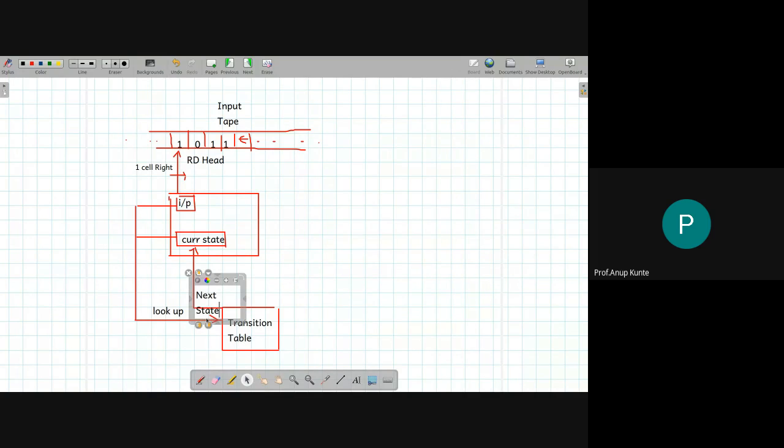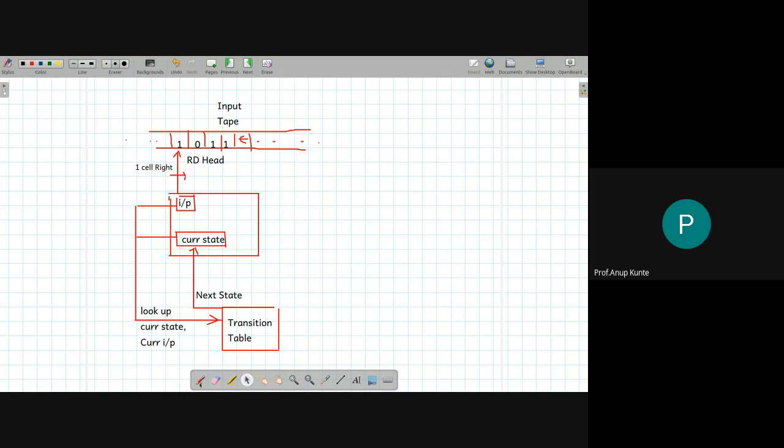What I look up is the current state, current input, into the table which is referred to as the transition table. So this is how my device operates.